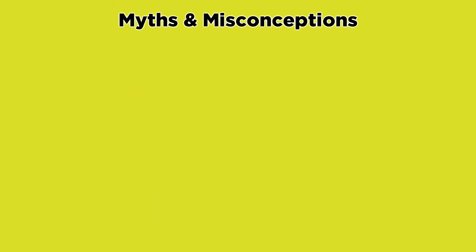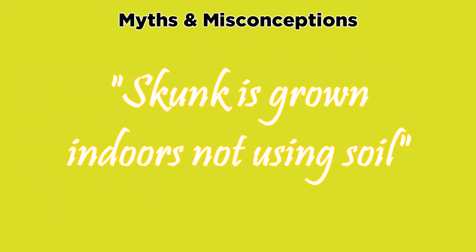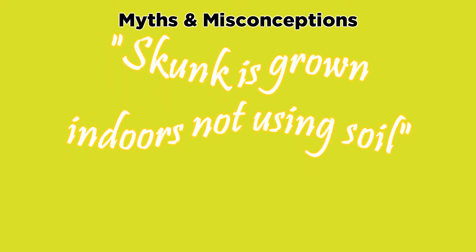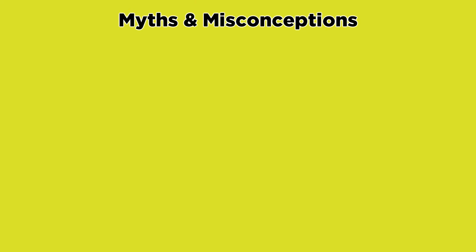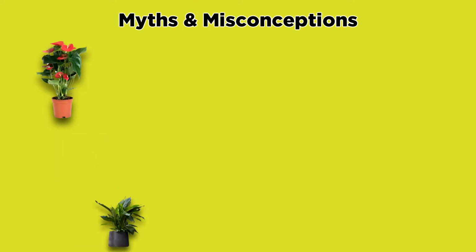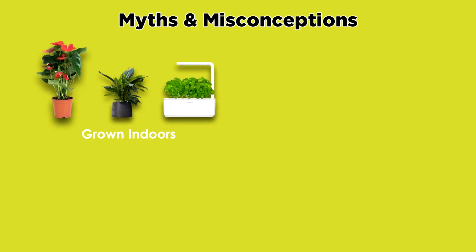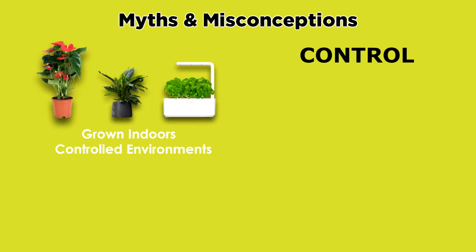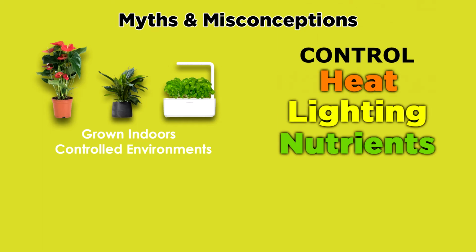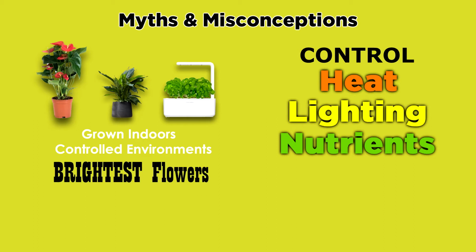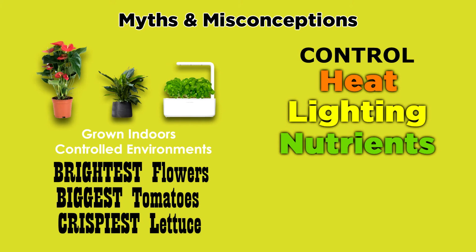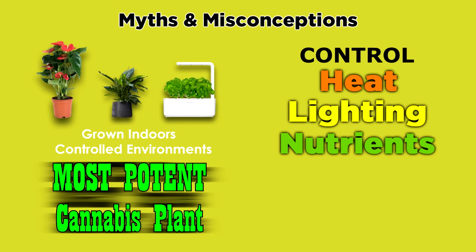Another misconception about skunk is that it's solely grown indoors, not using soil medium. So here we see skunk used as a term for a growing technique, meaning it's grown indoors. However, many plants, flowers and vegetables are grown indoors in controlled environments where we can control the heat, the lighting and the nutrients. By controlling these three essential elements, we can produce the most sought after crops, whether that is the brightest flowers, biggest tomatoes, crispiest lettuce or the most potent cannabis plants.